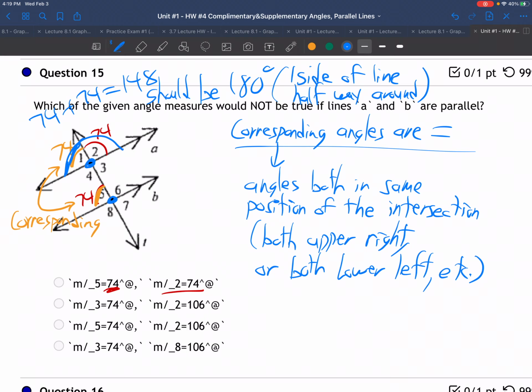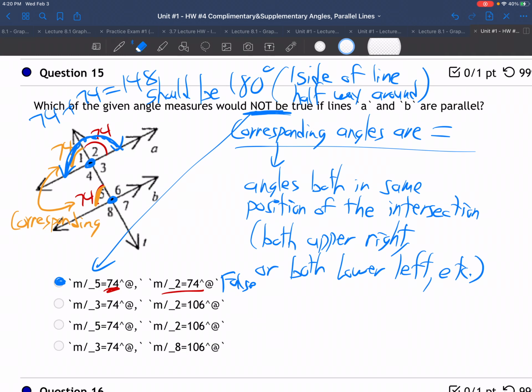See how this turn right here? These two angles make one side of a straight line. They're halfway around. From there to there should be 180, not 148. So that's false. So that's the one. They said find out which one would not be true. Well, that's the one. We got lucky. The very first one is false. The other ones could all be true, but that one is the false one.